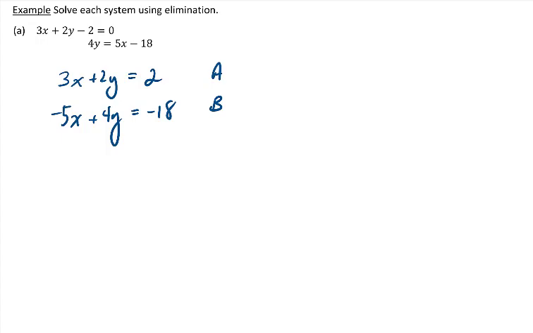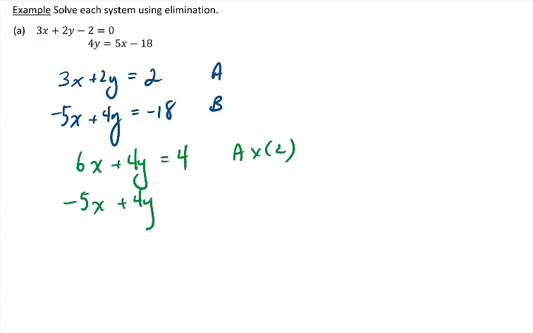Again, we have 2 options. We can eliminate x or eliminate y. And in this one, eliminating y is a little bit easier, because all I need to do is take that A equation and multiply it by 2. If I multiply this equation by 2, the coefficient in front of y will be the same. So if I take A and multiply it by 2, I'm going to end up with 6x plus 4y equals 4. If I rewrite B below this, I get negative 5x plus 4y equals negative 18.